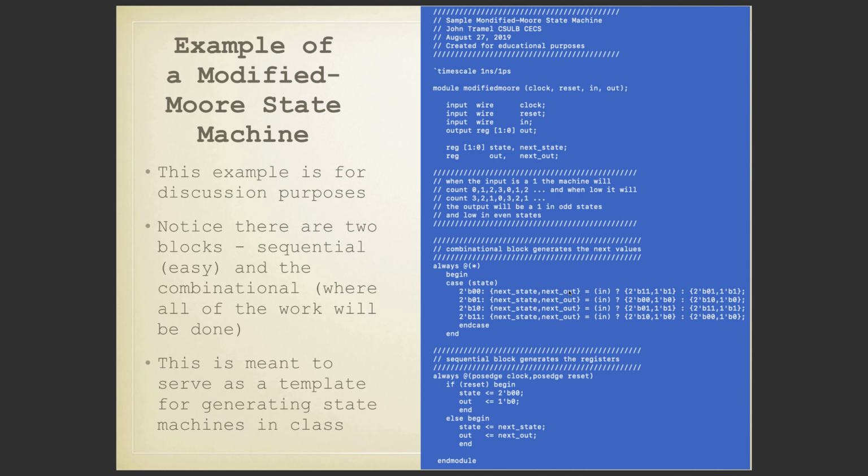Doesn't necessarily mean you have to use that exact representation. But the goal of presenting this is to show a template for creating state machines while you're in 361 and 460.